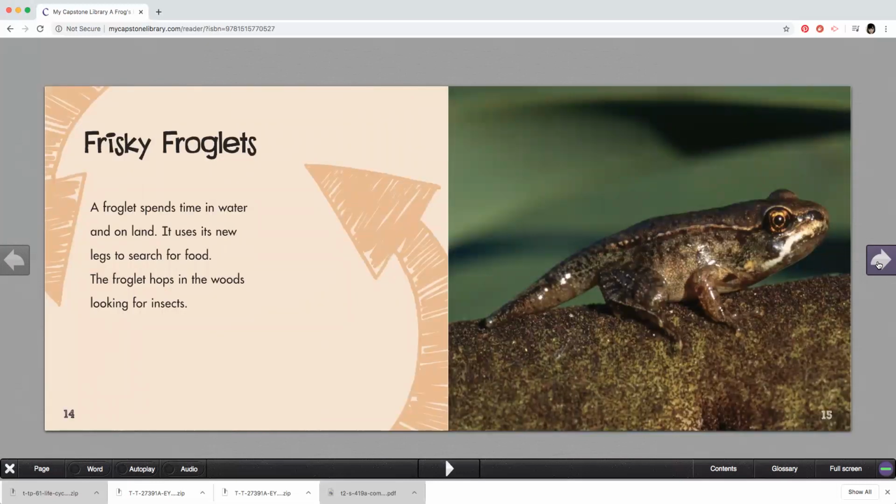Frisky frogs, froglet. A froglet spends time in water and on land. It uses its new legs to search for food. The froglet hops in the woods, looking for insects.